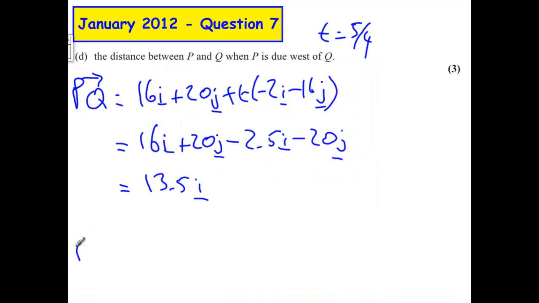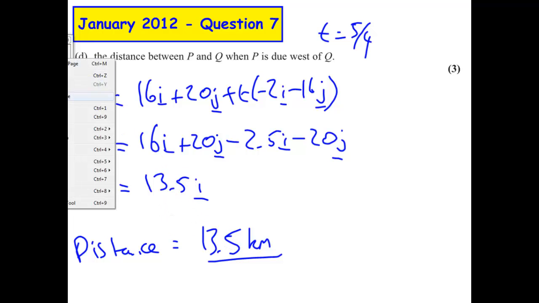So the distance between the two, given that it is 13.5I, if you were to find the magnitude of that, it's the square root of 13.5 squared, which would just give you 13.5 kilometers. You don't have to do that though. Just because you know it's 13.5I, the length of that vector must be 13.5 kilometers.